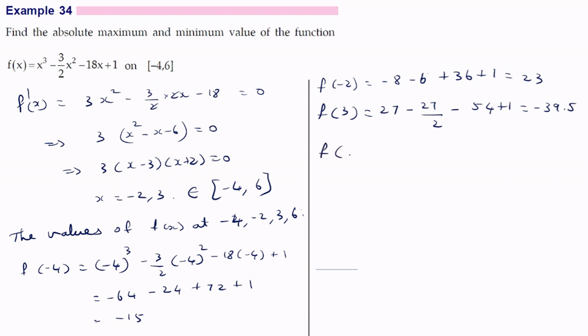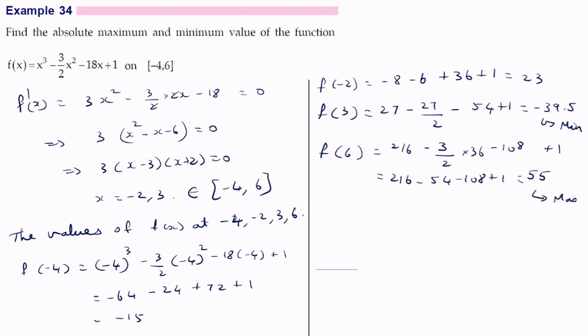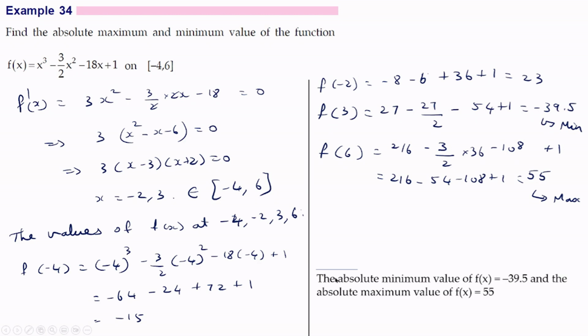Next we have f of 6. f of 6 is 6 cube, 216, and next minus 3 by 2 into 6 square, minus 18 into 6, plus 1. This is equal to 55. So here we can see that among all these, the least is minus 39.5 and the highest is 55. So this is the minimum and this is the maximum. So the absolute minimum value of f of x is minus 39.5 and the absolute maximum value of f of x is 55.